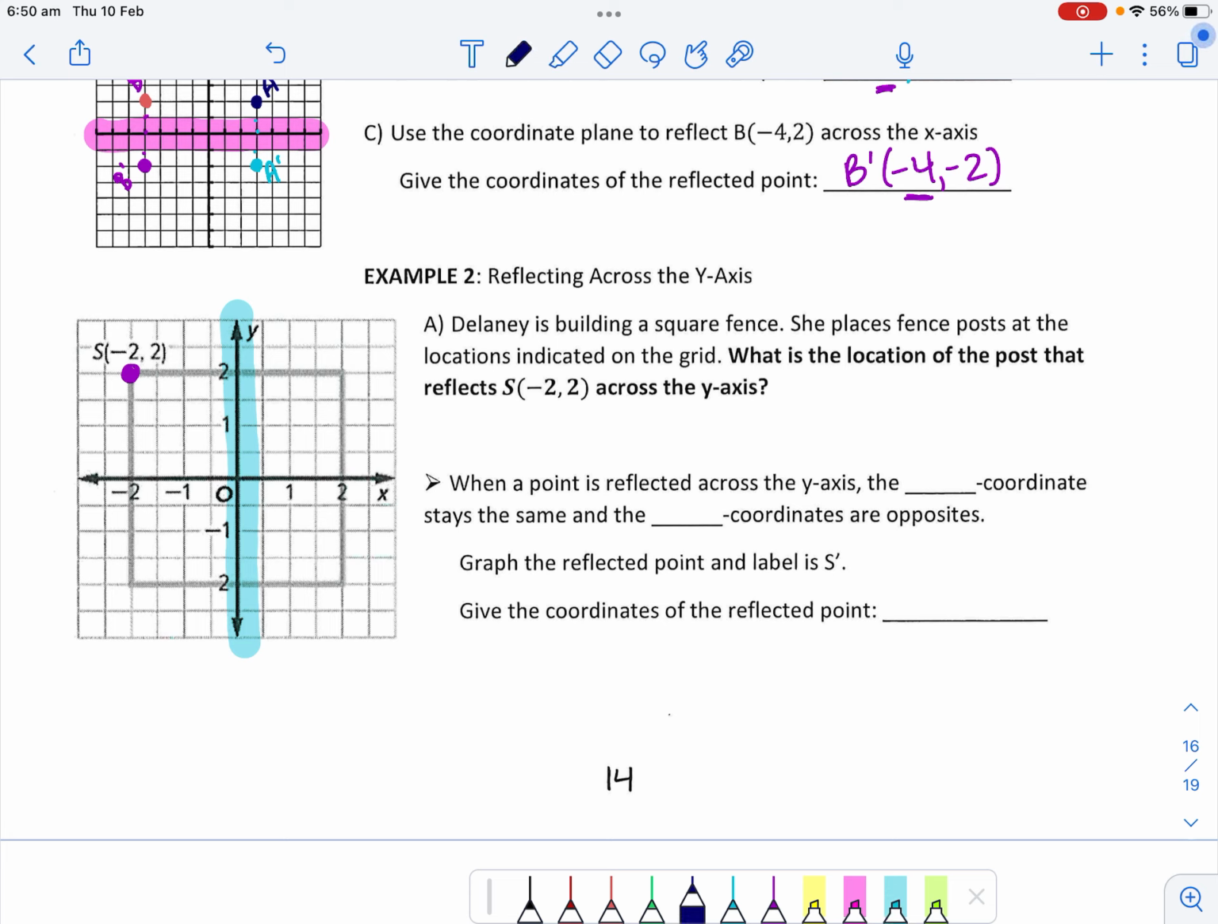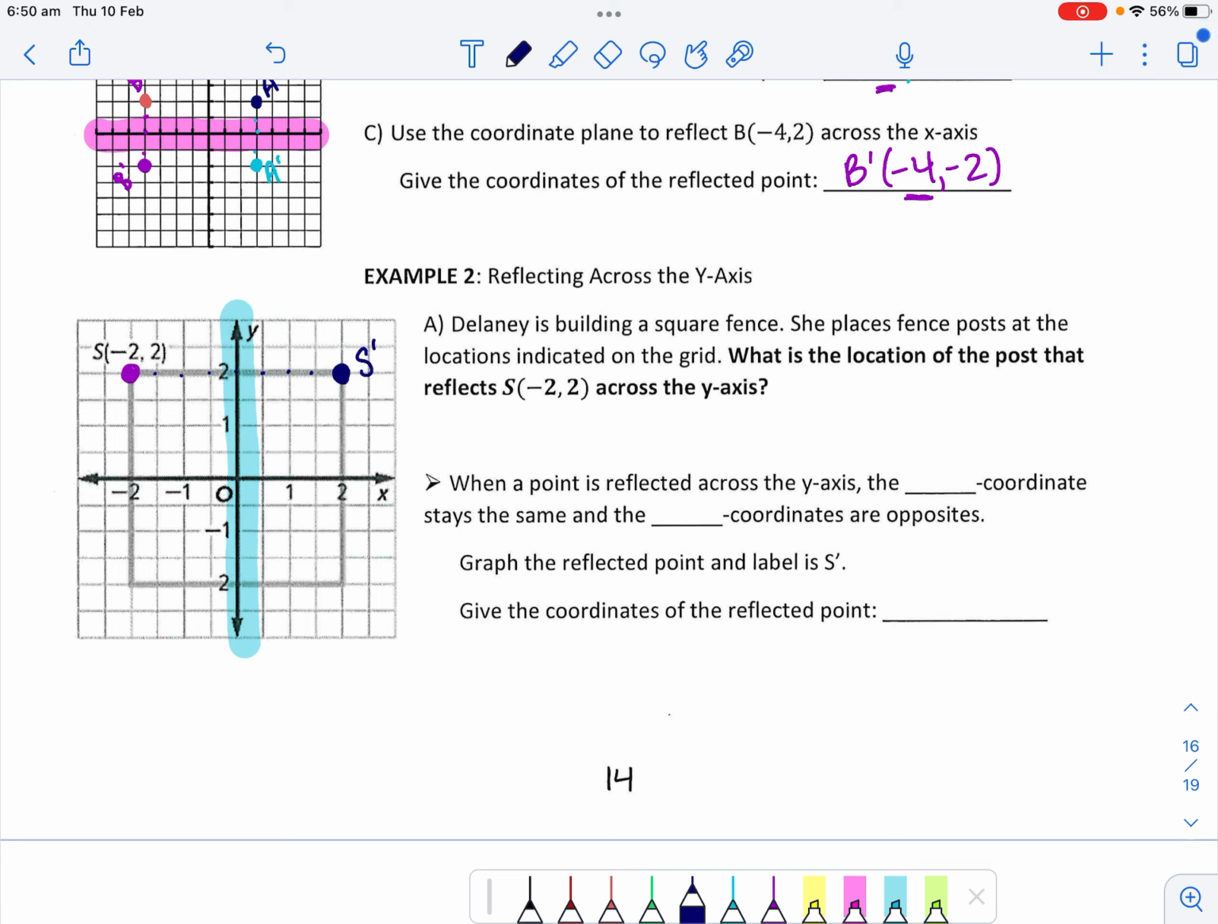So when I count this, because this graph is counting by 0.5s, I can still use the counting of the actual boxes. Instead of counting by halves, I can just count the number of boxes that I am away from the y-axis and then go to the other side. So 1, 2, 3, 4. So here's my fence post right here. That's going to be my S prime.